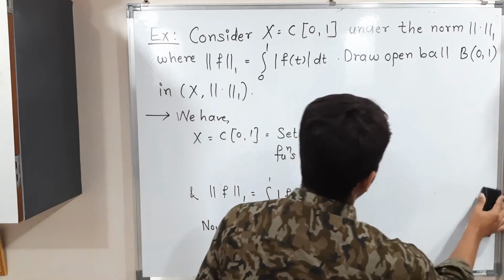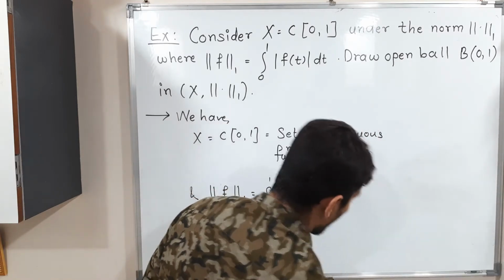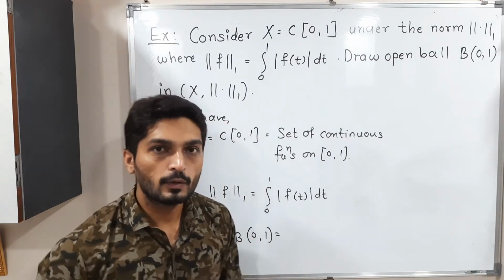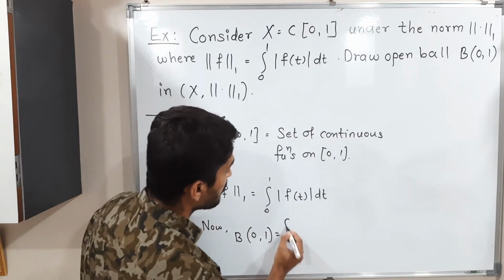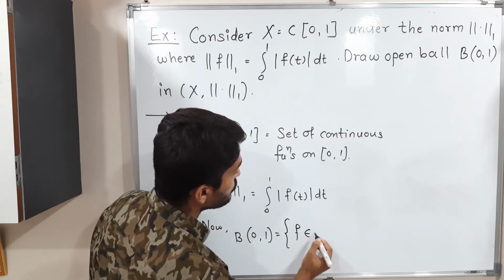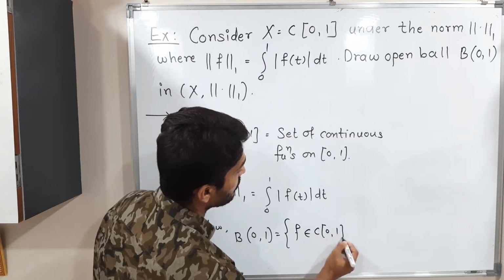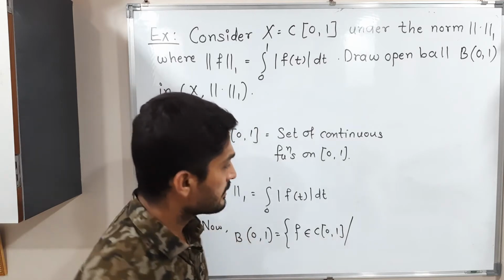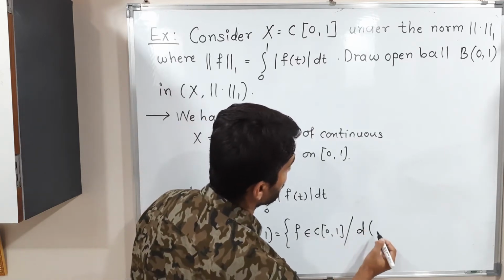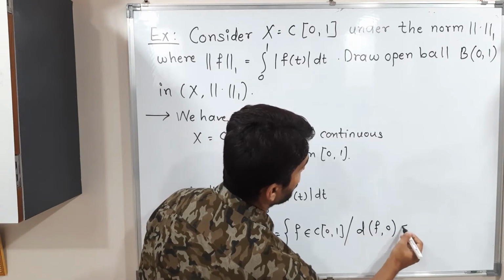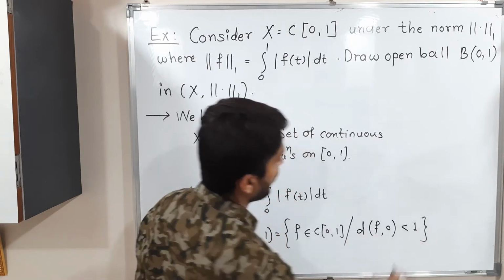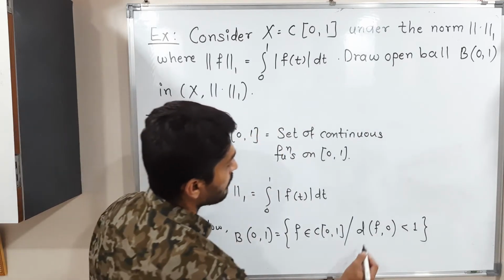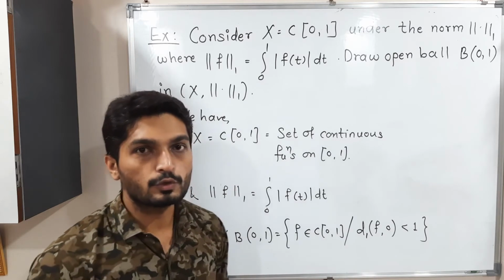Instead of x we have 0, and in place of r we have 1, that means the value of r is 1. So f belongs to X, where X means C closed interval 0 1. We have a function, so instead of y I wrote f, such that distance between f and 0 is less than r, which is 1. For the metric, norm 1 we have to use, so I will write here d1, the metric which is induced by norm 1.